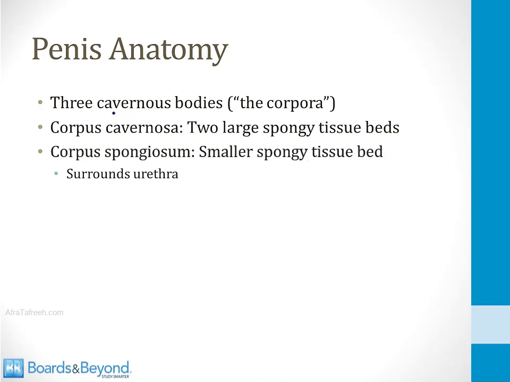The penis contains three cavernous bodies. These are called the corpora because the word corpora is in both of their names. The first one is called the corpus cavernosa. This consists of two large spongy tissue beds. I'll show you a picture of this in a minute. The second one is called the corpus spongiosum. This is a smaller spongy tissue bed which surrounds the urethra. And the bottom line here is that these corpora are basically vascular structures which can fill with blood to cause the penis to become erect.